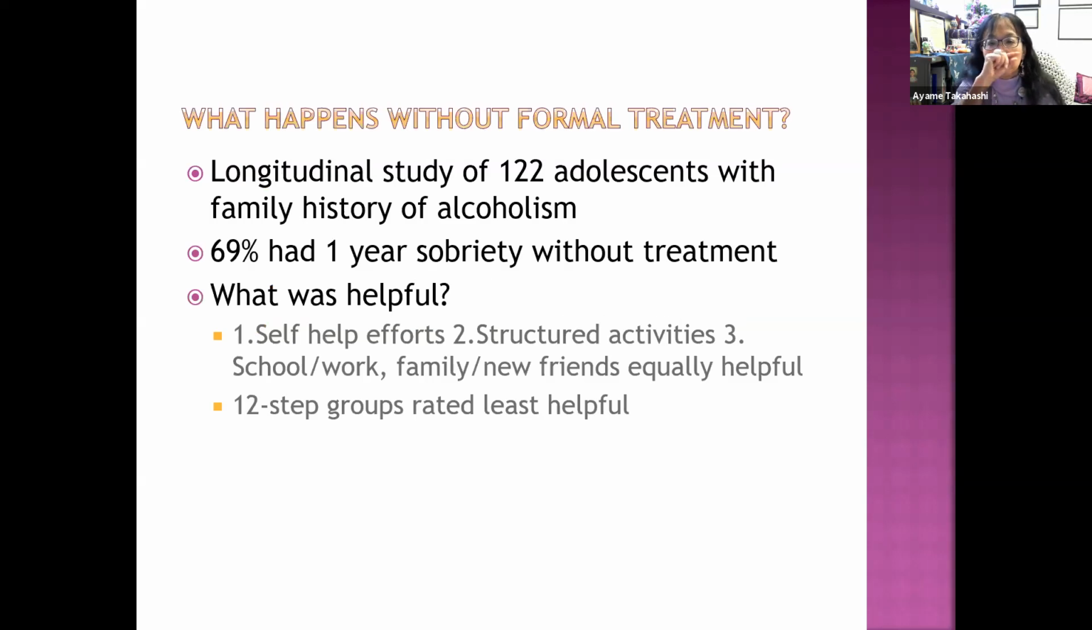So what happens without the formal treatment? So there was this longitudinal study of 122 adolescents with family history of alcoholism. And so they also started using alcohol early. 69% were able to achieve a year of sobriety without treatment. And they asked these kids what was helpful. So self-help efforts, so structured activities, school, working, family, new friends, all of these things were very helpful. And these kids rated 12-step groups as being the least helpful, probably for the reasons that I outlined earlier.